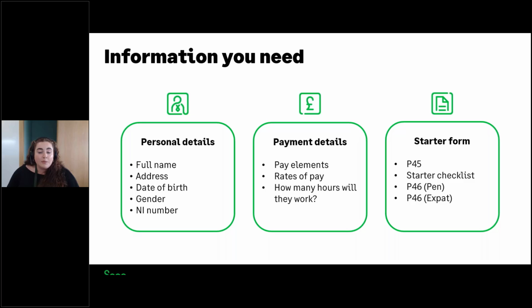Less common as well is the P46 pen or P46 expat form, which are used for payrolls that are paying out a pension to an employee or for employees seconded to work in the UK. But in today's example, I am going to stick to those more common starter forms, which will be the P45 and a starter checklist. So that's the information you're going to need. Let's take a little bit of a closer look at those forms now as well.